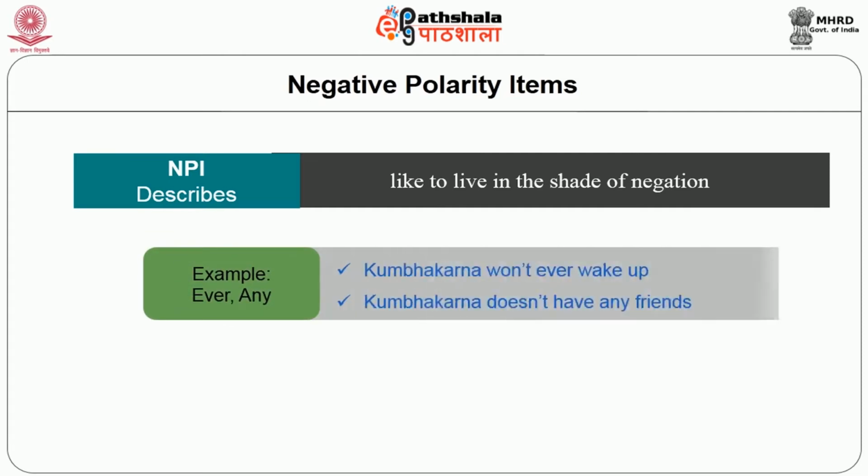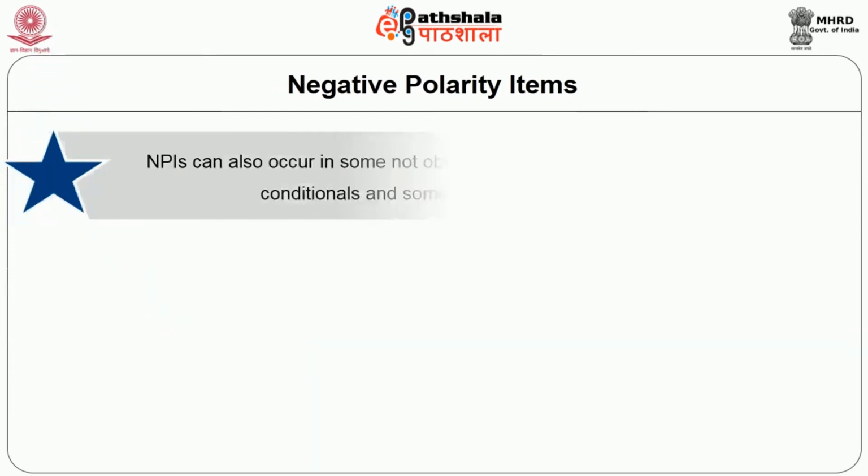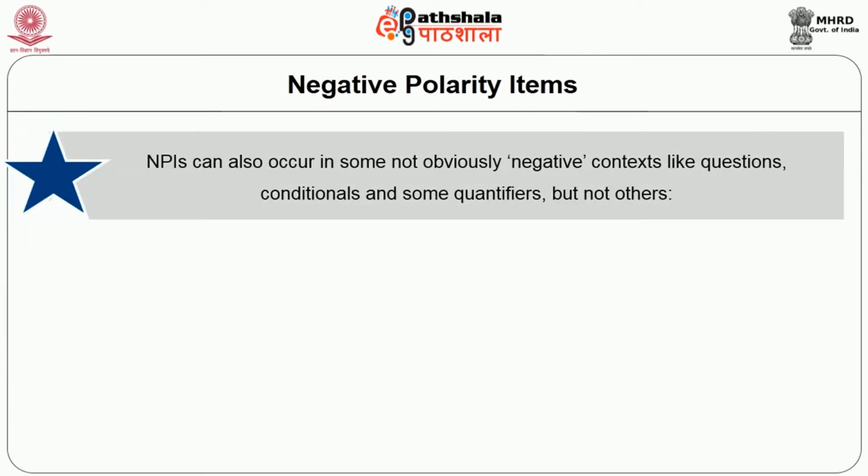NPIs have been described to like to live in the shade of negation. For example, the English word ever and the English word any occur in sentences like "Kumbhakarna won't ever wake up" and "Kumbhakarna doesn't have any friends," but not in the ungrammatical "Kumbhakarna will ever wake up" and the ungrammatical "Kumbhakarna has any friends." But NPIs can also occur in some not obviously negative contexts like questions, conditionals, and some quantifiers but not others.